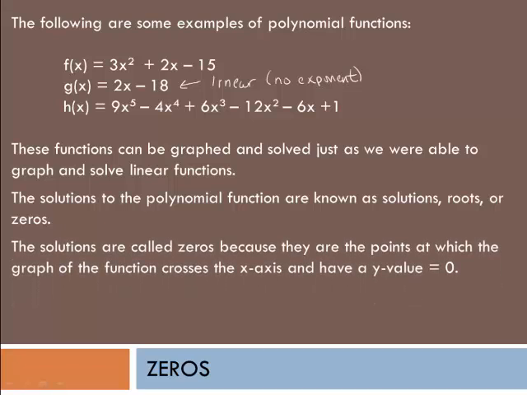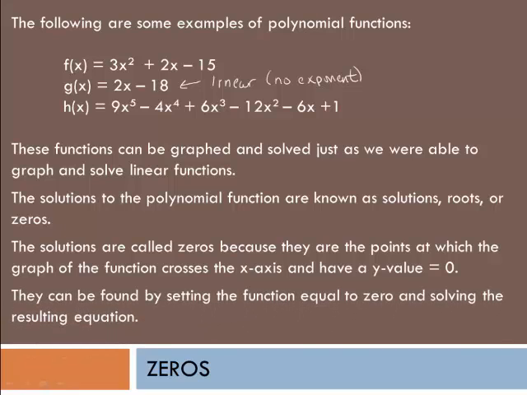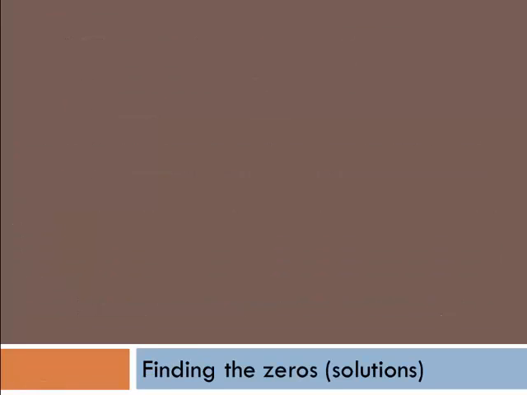The solutions are called zeros because they're the point at which the graph of the function hits or crosses the x-axis and the y value is 0. And they can be found by setting the function equal to 0 and solving the resulting equation. So finding the zeros.